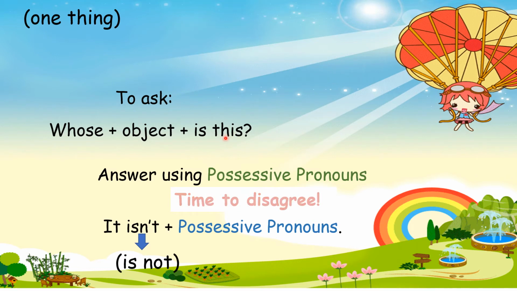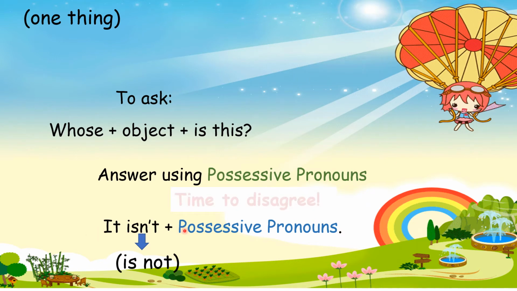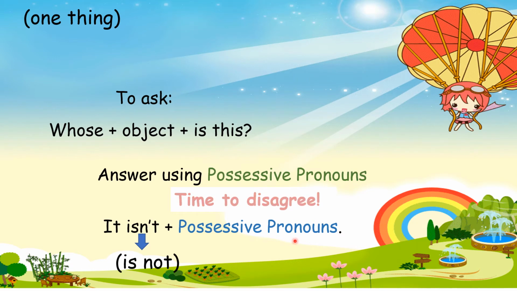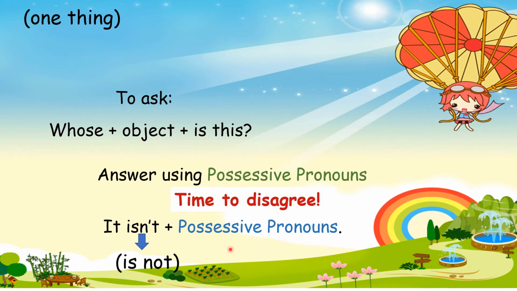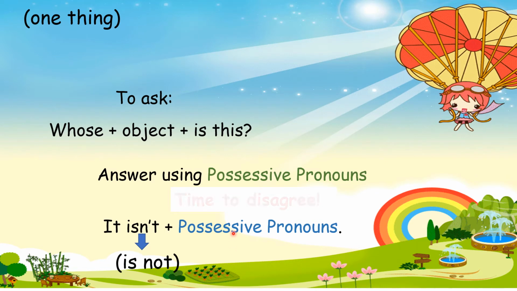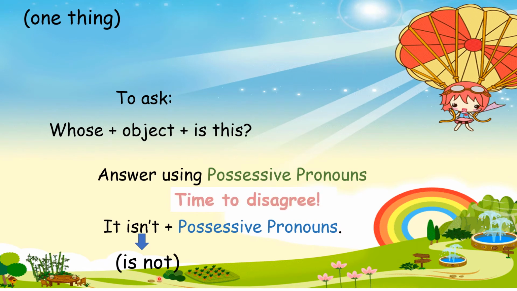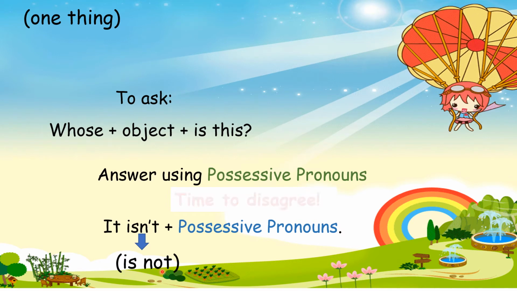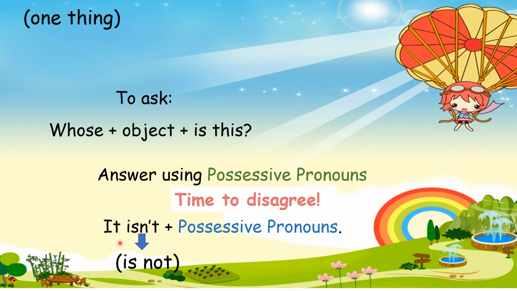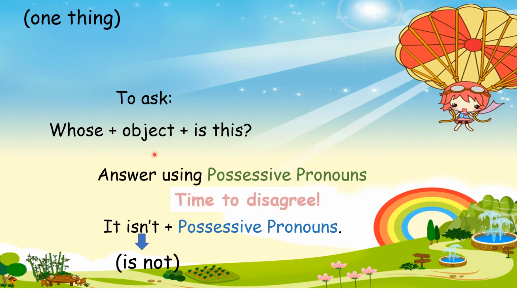How to disagree to the ownership of the object. To disagree, we say it isn't, followed by the possessive pronouns. For example, his, hers, theirs, ours, mine, or yours. Now, bear in mind that the word isn't here stands for the words is not. We use isn't when we disagree, saying no to the ownership of the item in question.